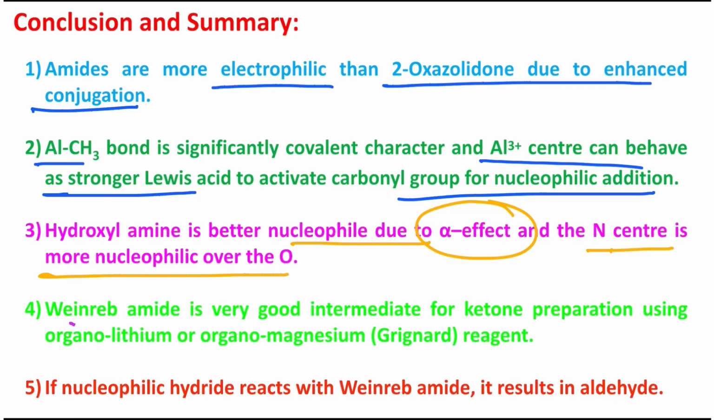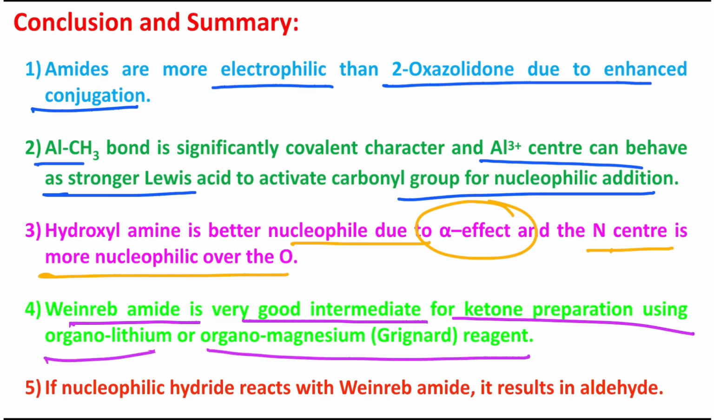Now Weinreb amide is actually a very good intermediate for ketone, and obviously aldehyde preparation. But by the way, for ketone preparation, use organolithium or organomagnesium Grignard reagent and low temperature workup. I repeat, low temperature workup is needed. And if the nucleophile is any kind of hydride, for example lithium aluminium hydride, then Weinreb amide results in aldehydes. It's a versatile reaction method for synthetic chemists.